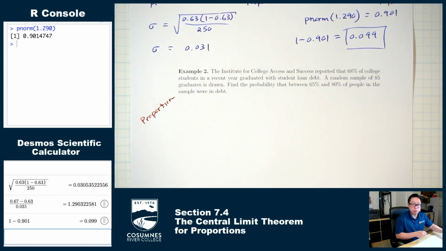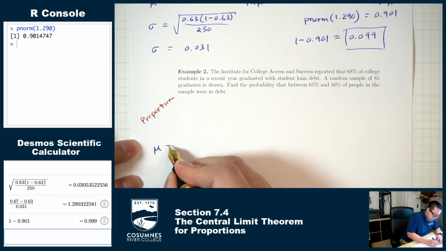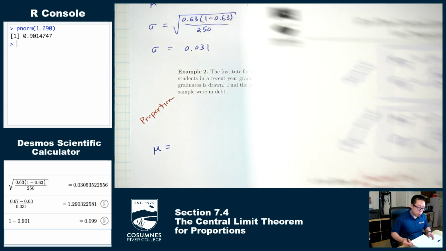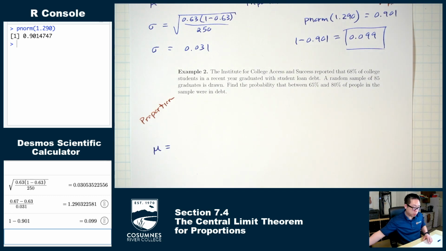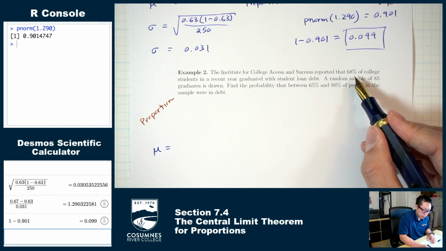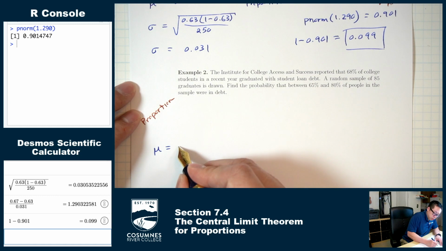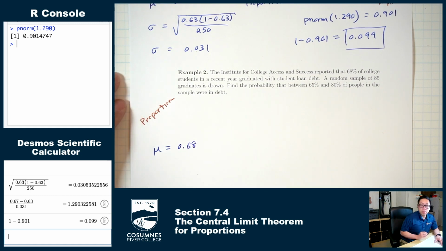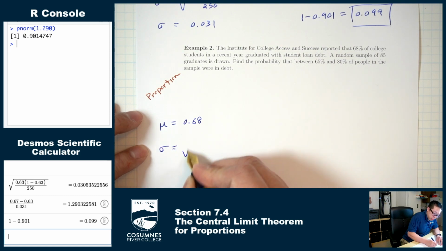Okay, let's go ahead and write down the mean we're supposed to use and the standard deviation we're supposed to use. For a proportion question, the mean we're supposed to use is the population proportion. So this is the proportion of the population who have debt: 68% of college students in a recent year graduated with student loan debt. So 68% as a decimal is 0.68. And then the standard deviation we're supposed to use is the big square root formula.